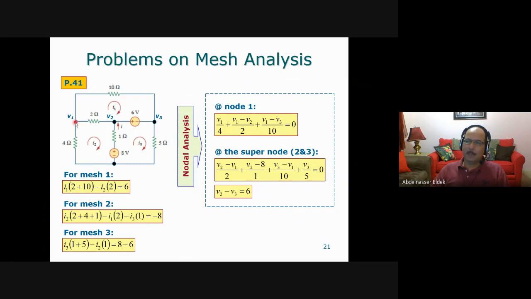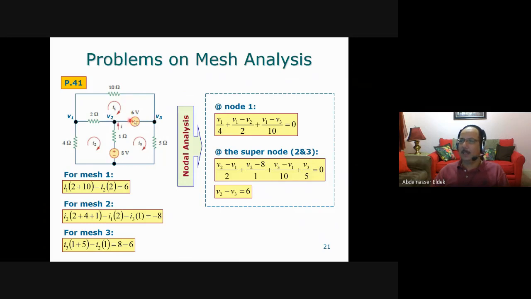For example, when you write the equation at node number 1, it is V1 divided by 4 plus V1 minus V2 divided by 2 plus V1 minus V3 divided by 10. This equation equals 0. For V2 and V3, this is a supernode. First, you know that V2 minus V3 is 6 volt.